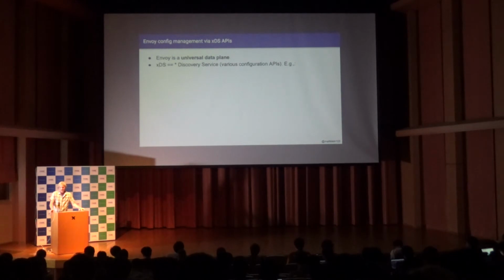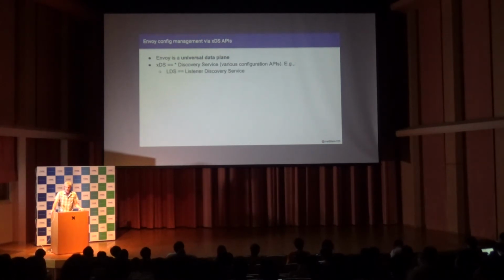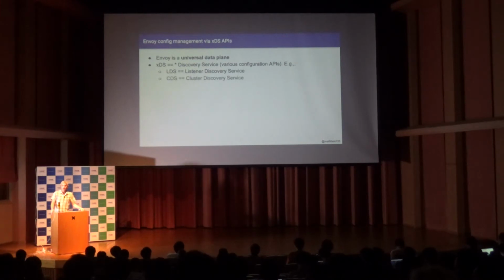So xDS is just something that we started calling all these APIs. That's the Star Discovery Service. We have various different APIs here. Examples of that are LDS, which is the Listener Discovery Service. That's how we look at, are we going to have a MongoDB listener or an HTTP listener? We have the CDS, or the Cluster Discovery Service API. That's how we have different upstream clusters.